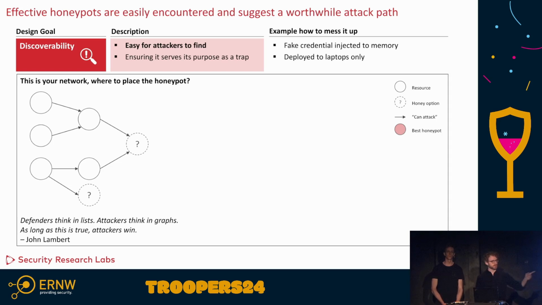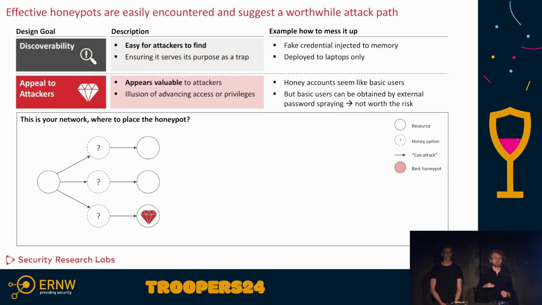Let's say this is the network that you have. A node is basically some resource. An arrow means it can attack another resource. The question is, where do you place the honeypot? Of course, you place it on the path where most attackers somehow can see it. And the bubble at the bottom would maybe be honeypots on laptops only.